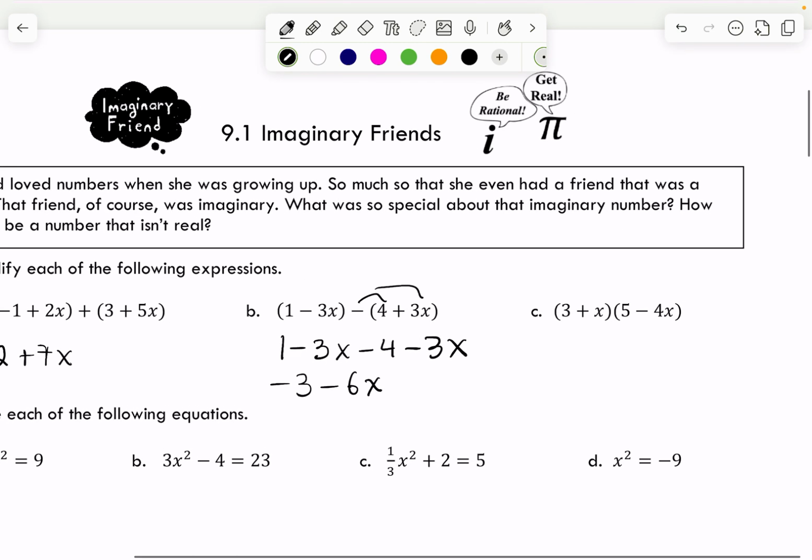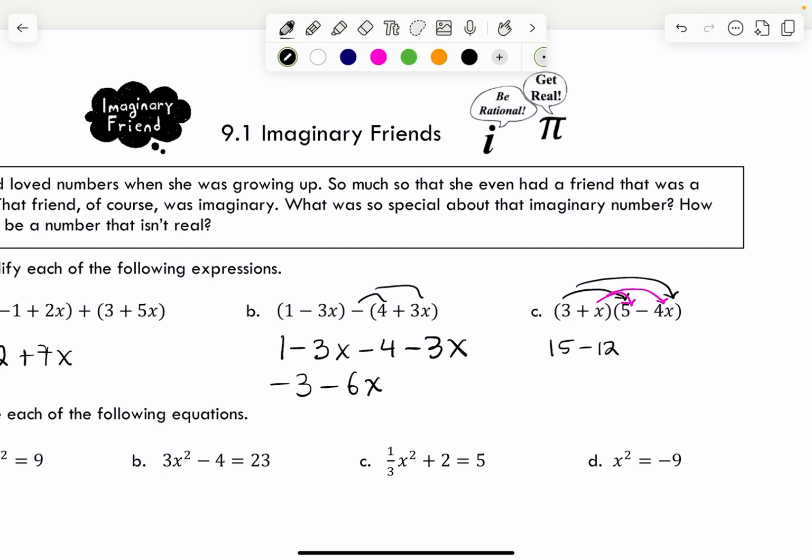Then we have a distributing problem. So when we have this 3, it's going to distribute to everything on the right side. And then x will distribute to everything on the right side. So we're going to have 15 minus 12x plus 5x minus 4x squared. We see like terms, so we're going to combine those together. And we will get negative 7x.